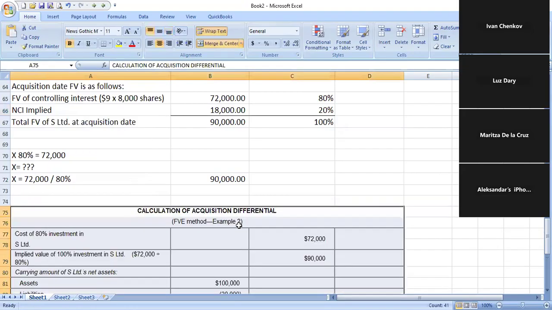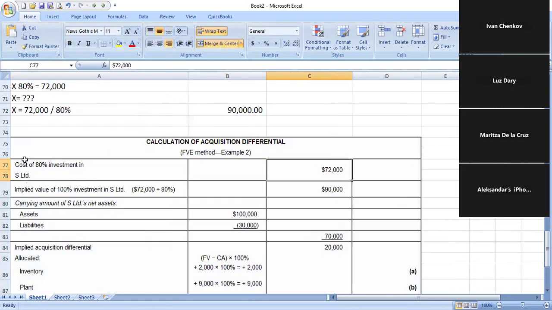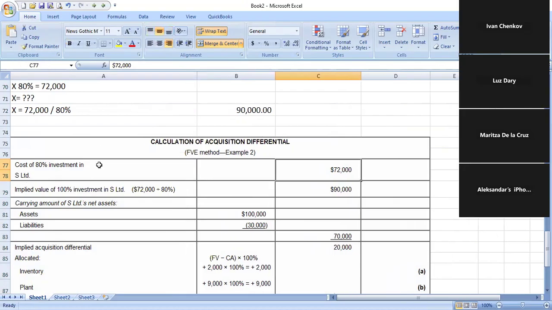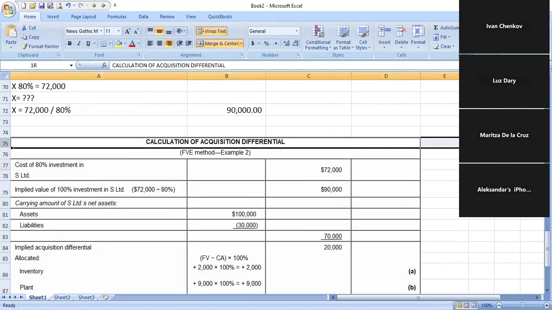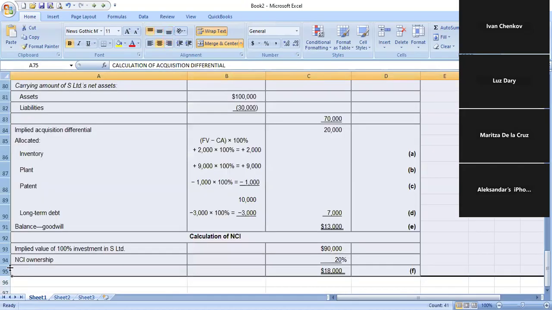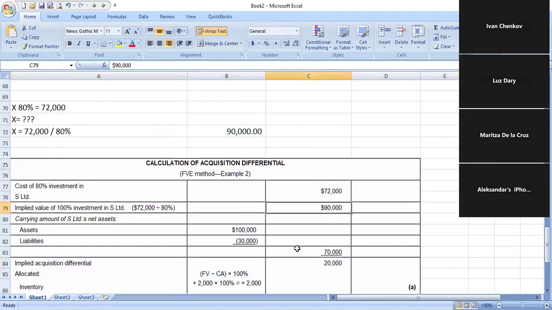And let's follow this calculation now. So again, for the 80% of the company, I'm paying 72,000. Since I'm using the implied amount, the question is, how much would I have to pay if I purchase 100%? So that will be 90,000.